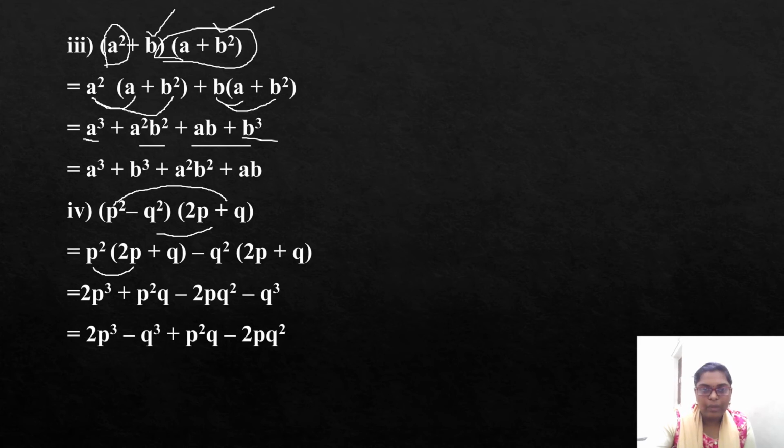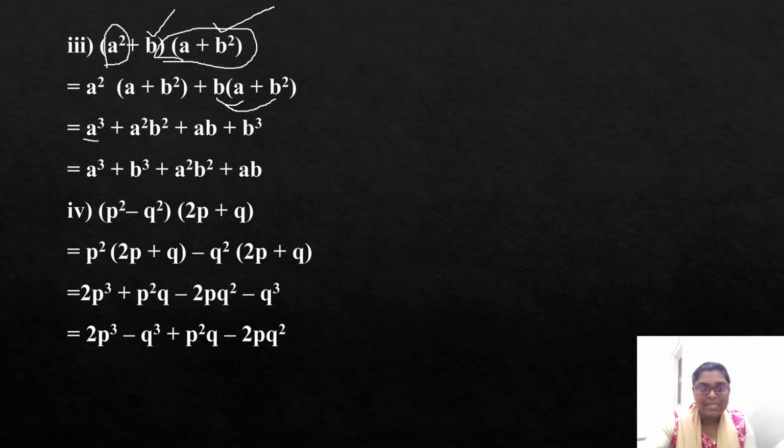P square into P cube, 1 into 2, 2, plus P square into Q, P square Q, minus 1 into 2, 2, Q square into P, normally we will put minus into plus is minus, Q square into Q, Q cube. I am arranging it. That's it. Simply go through it clearly, then you will get the idea. But these problems are very easy to understand.